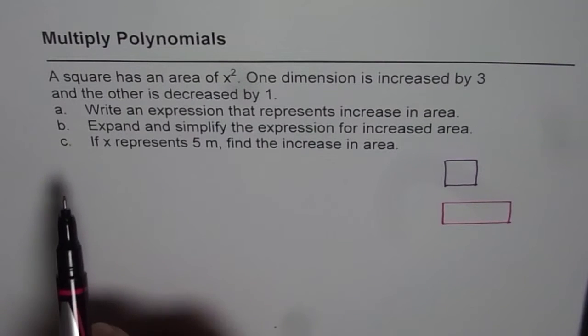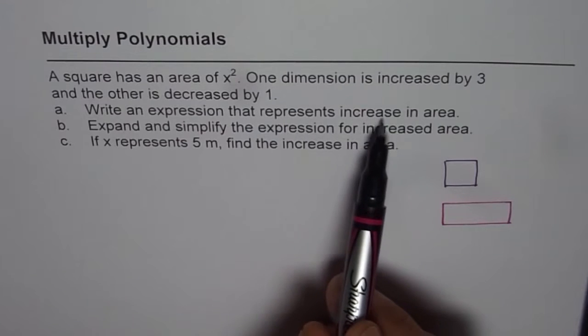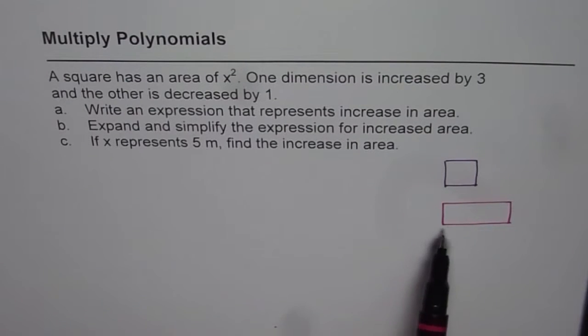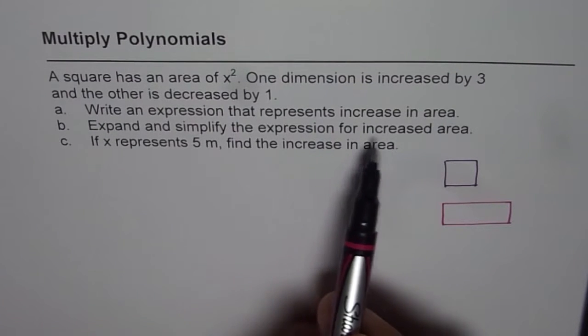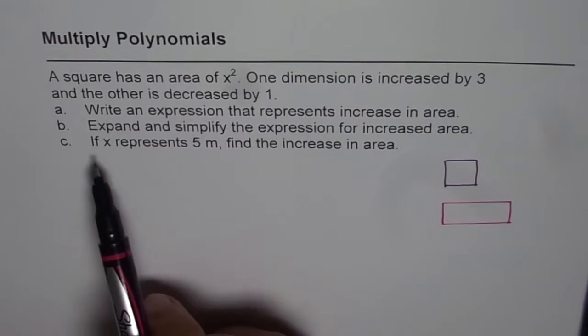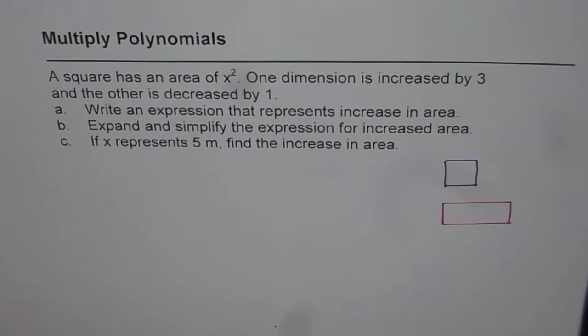Now the question here is, write an expression that represents increase in area. So from the initial to final. Expand and simplify the expression for increased area. If x represents 5 meters, find the increase in area.